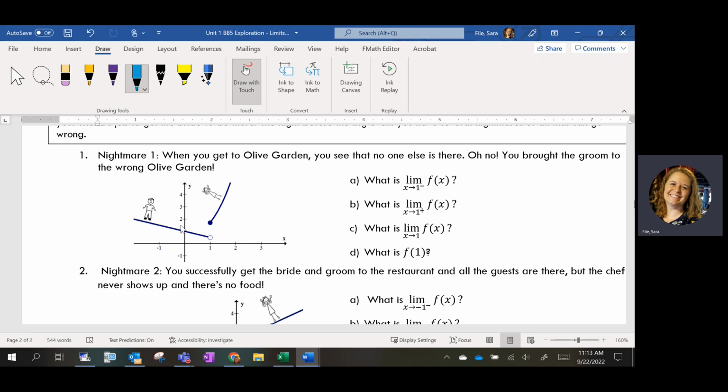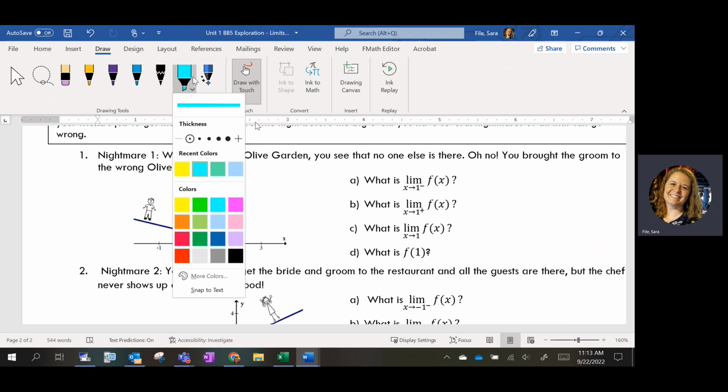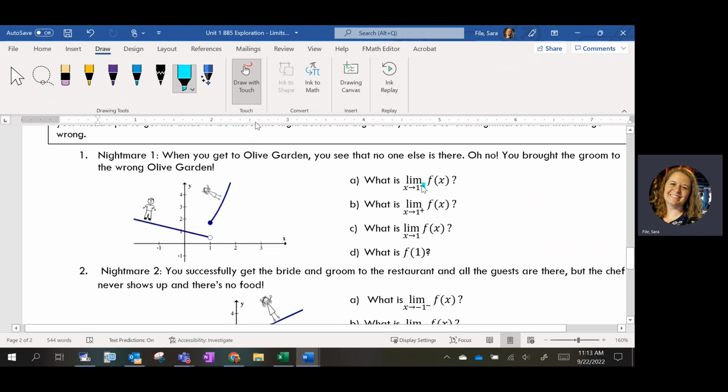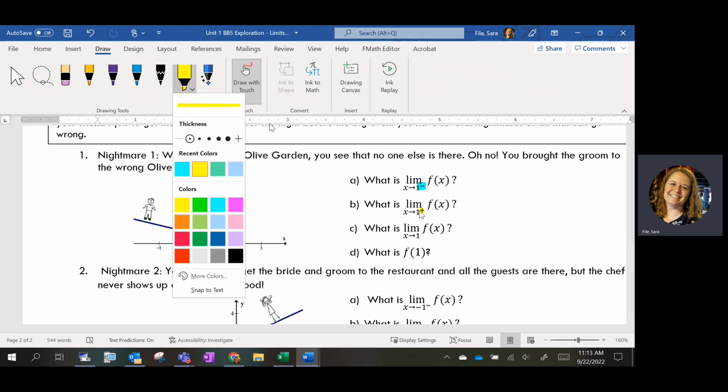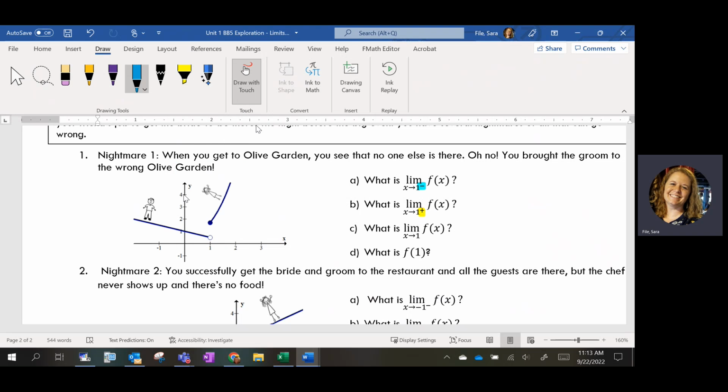Okay, so let's look at this. What is the limit as X approaches 1 from the left? Remember that blue means from the left. The yellow means from the right. So the groom is coming in from the left, and as he gets closer and closer and closer to the 1, that's where the Olive Garden is, what Y value is he approaching here? What's the Y value there?